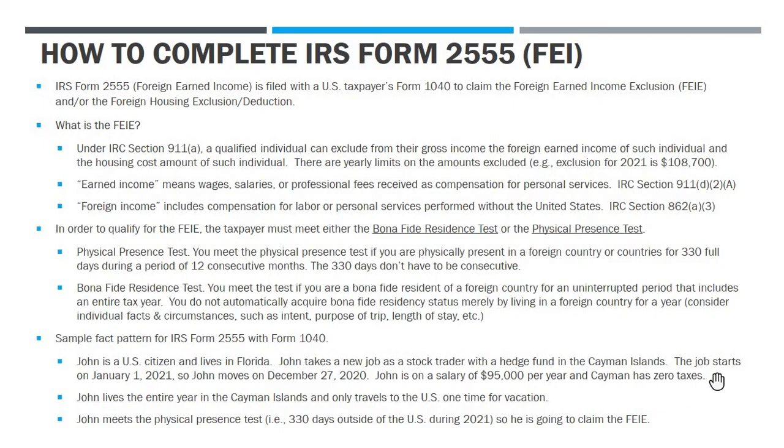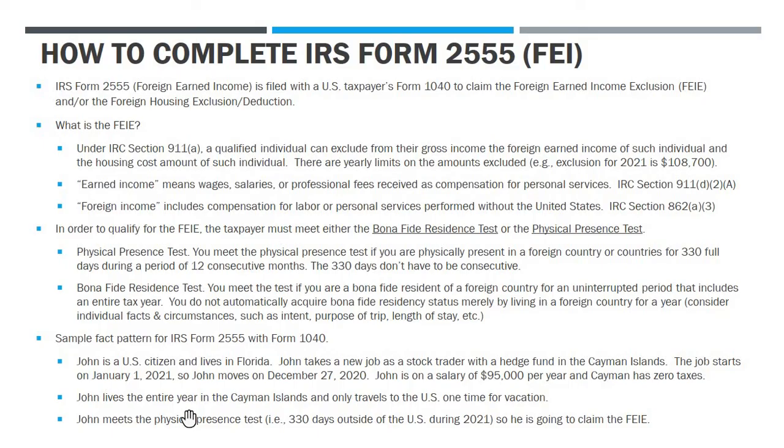You might be better off just reporting everything, not doing the 2555, and then taking a foreign tax credit on the 1116 for the foreign taxes paid in whatever country you live and work. So that's beyond the scope of this video. That's why I'm using an example where John is not paying any taxes in his foreign country.